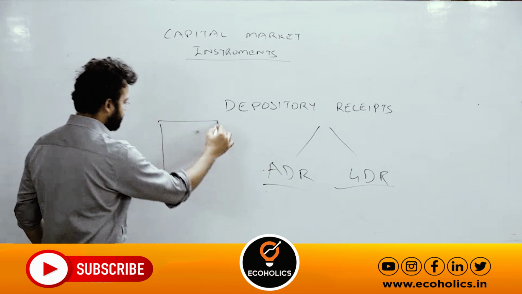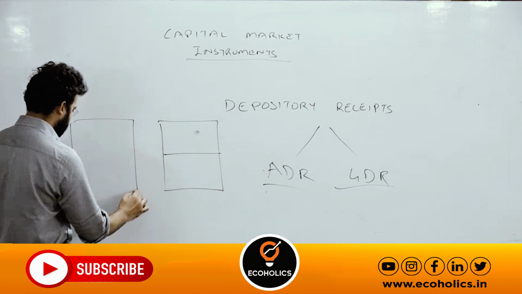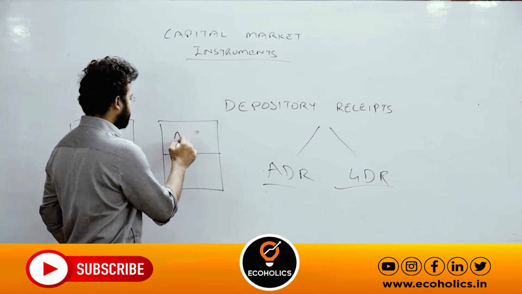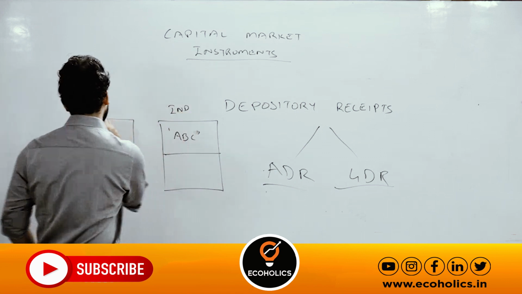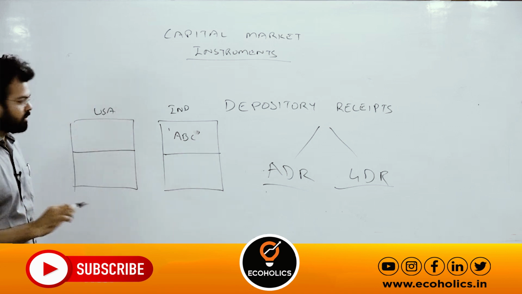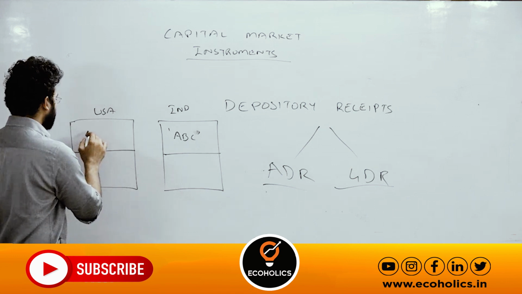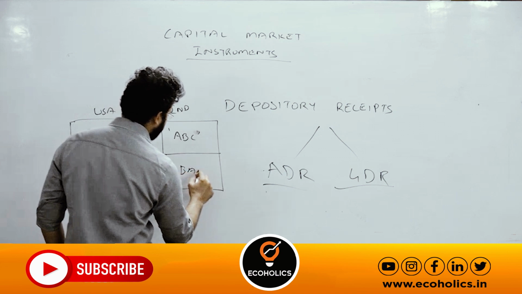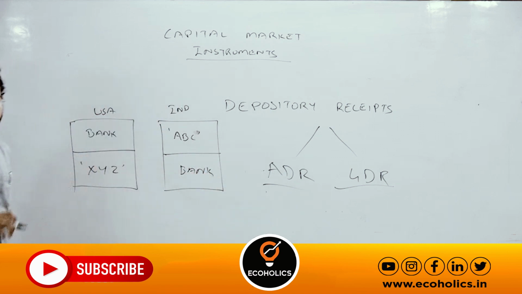Suppose, for example, there is one company, ABC. This is India. This is United States of America. This is company ABC. This is suppose American Bank. This is Indian Bank. And this is American company XYZ. Listen carefully.